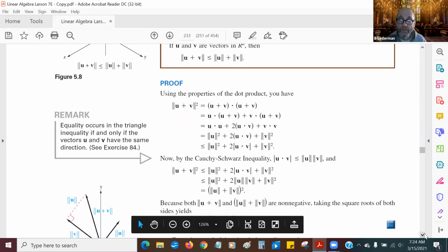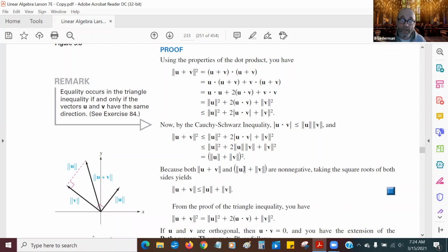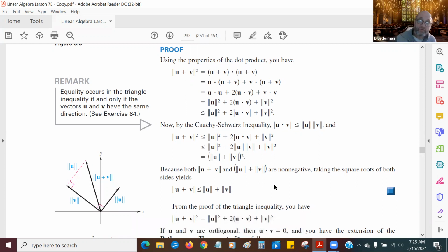And now that means these are both non-negative. So I could take square roots of each side and still preserve the inequality. So that means that the magnitude of u + v is less than or equal to the magnitude of u plus the magnitude of v. And because I have these lessons here, it all works out. It all works out beautifully. And this is a very beautiful thing.